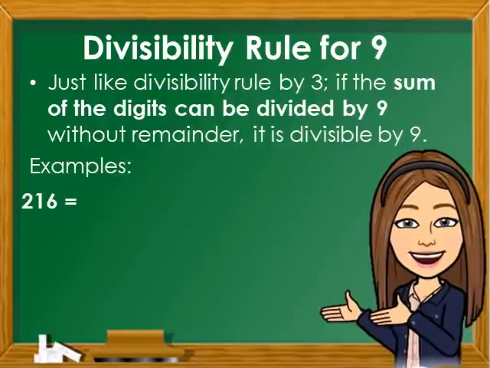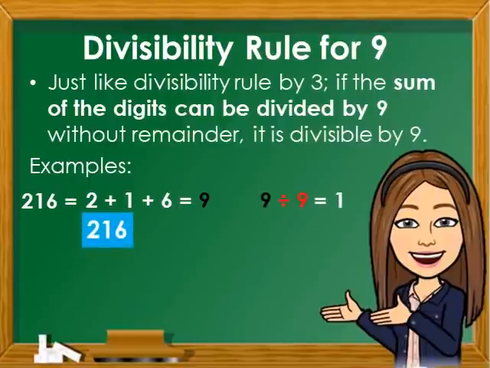216. Let's add the digits of 216. 2 plus 1 plus 6 equals 9. So the sum of the digits is 9. Can 9 be divided by 9 without remainder? Yes. So 216 is divisible by 9.